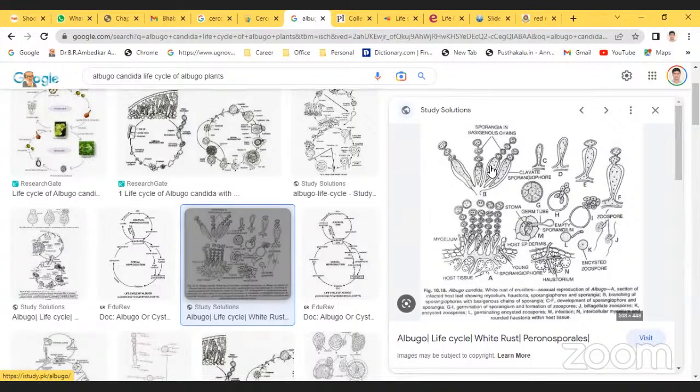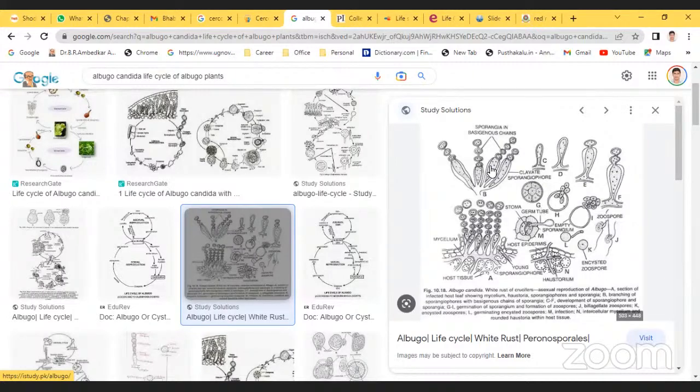So here the sporangium directly germinates and produces 4 to 12 zoospores, right? They have lateral flagella, and with the help of the flagella, they swim in the water on the surface of the leaf. This is regarding asexual reproduction.